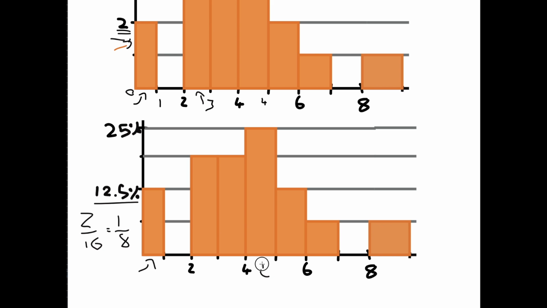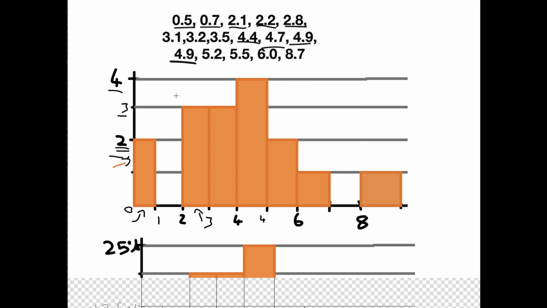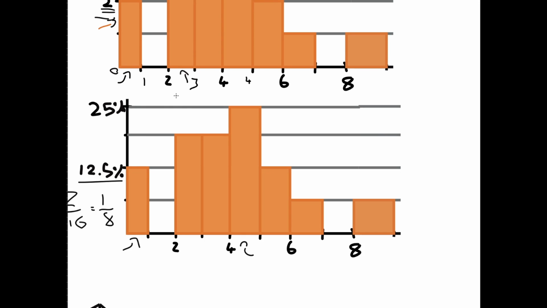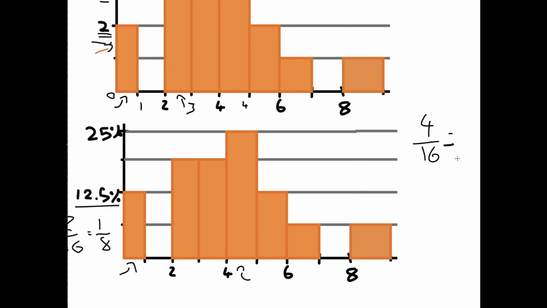And, for example, this bucket here, 4 and 5. There are 1, 2, 3, 4, so there are 4 kids that had buckets in here. So it's going to be 4 divided by 16, which is equal to 1/4, which is equal to 0.25, right? So that's why it's at 25%.